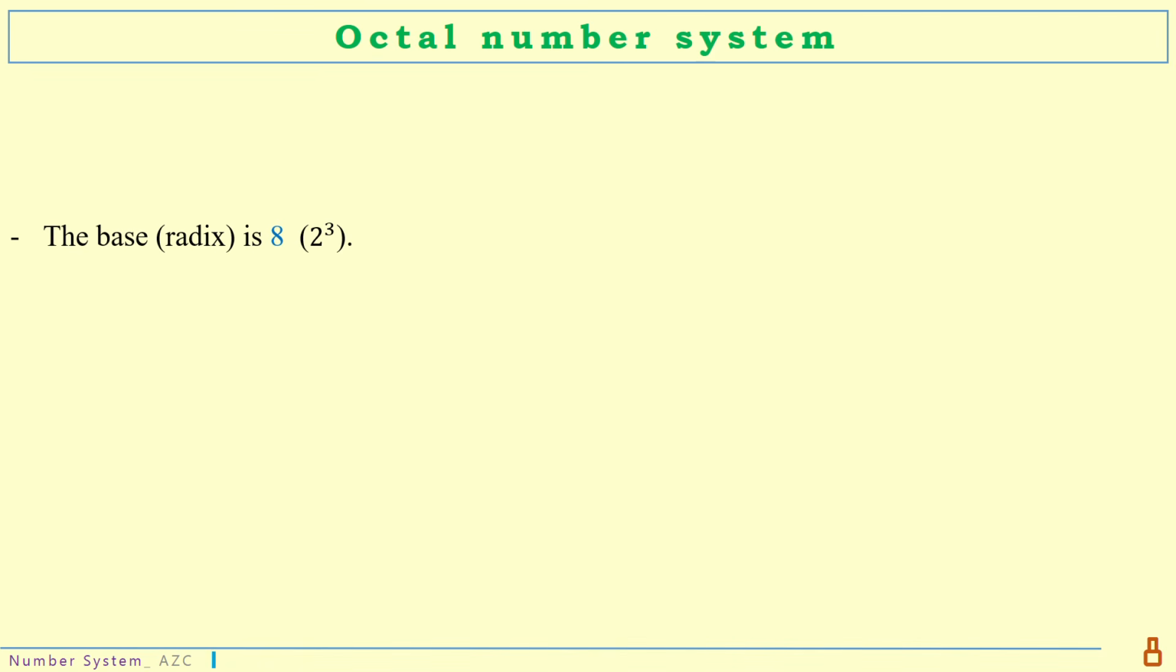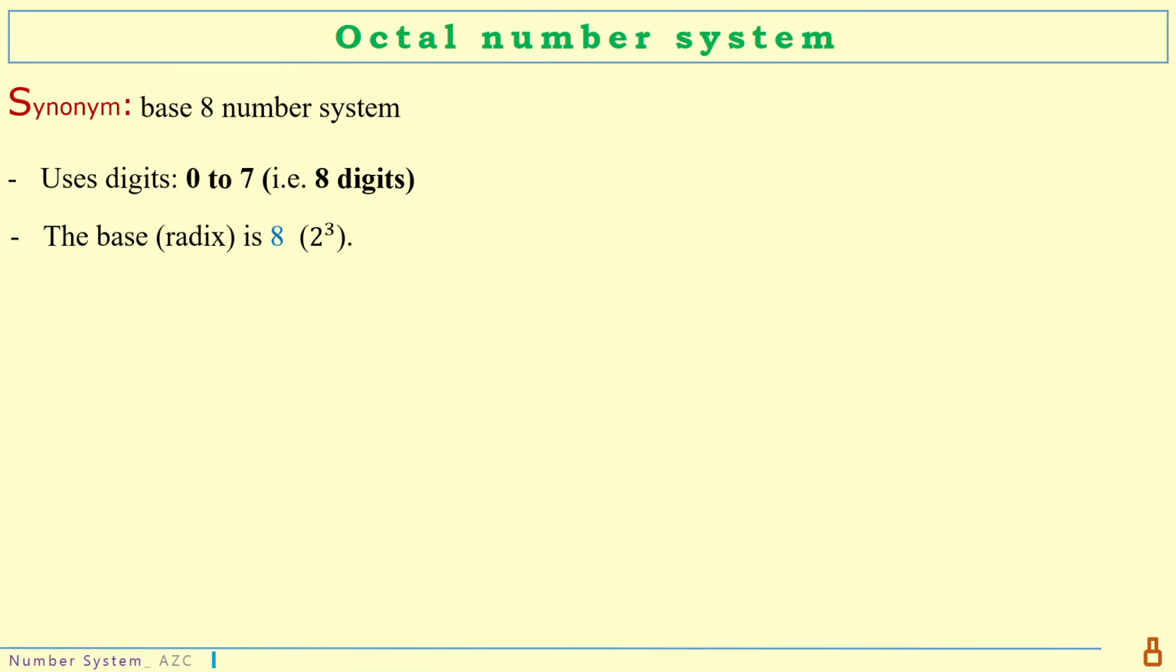Octal number system. Synonym is base 8 number system. It uses digits 0 to 7, that is total 8 digits. The base is 8, that is 2 to the power 3. Each position in an octal number represents a power of 8.